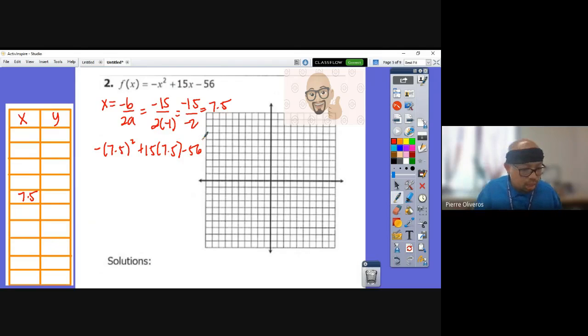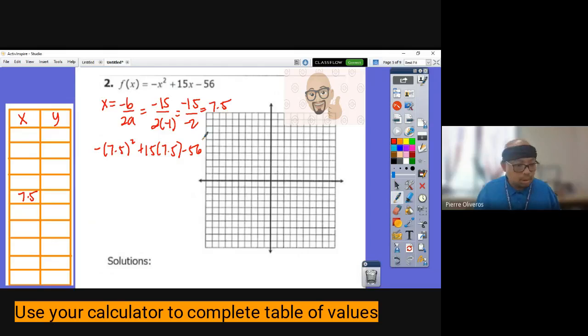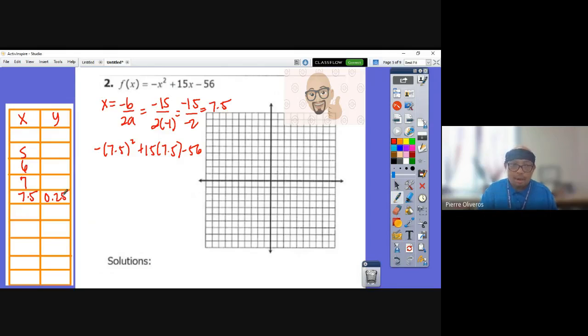Again, you are allowed to use a calculator here, so use it properly. So this will give us 0.25. And now we pick numbers before 7.5 and after that, which will be 7, 6, 5, and after that, 8, 9, and 10. Okay, and then we're going to find the y values. Ready, go.